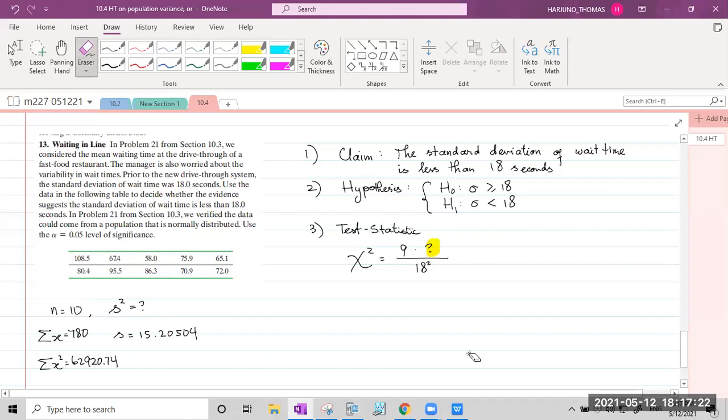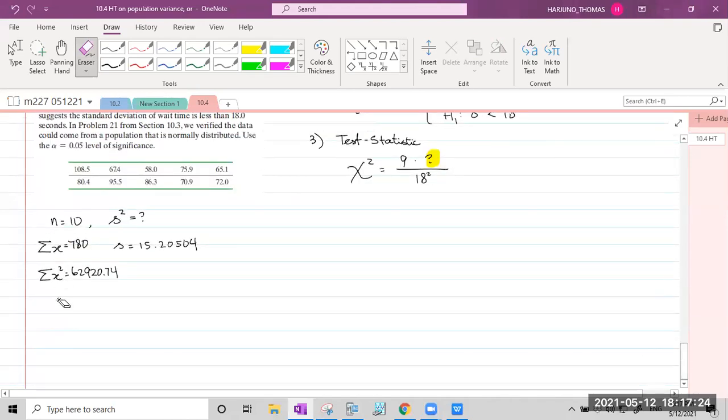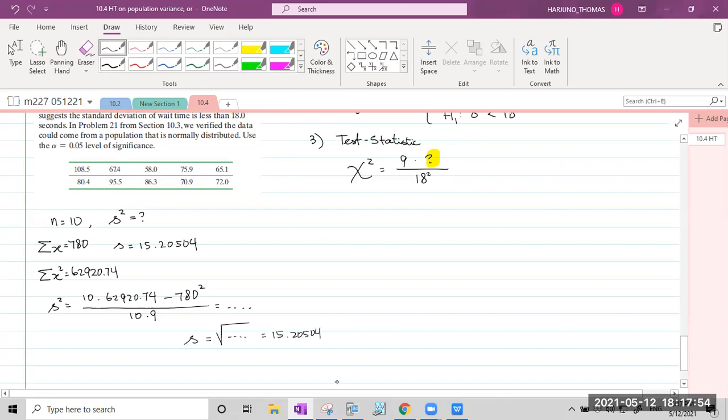Now, if you want to compute your sample variance, then it will be 10 times 62920.74 minus 780 squared, divided by 10 times 9. Whatever result you get here, if you apply the square root, then you will get 15.20504.